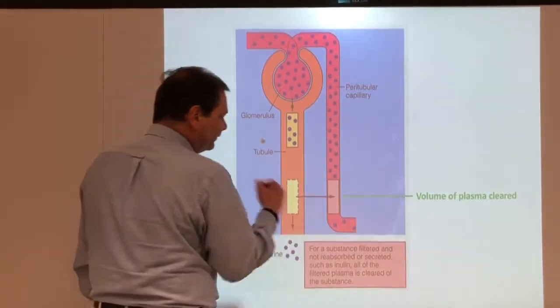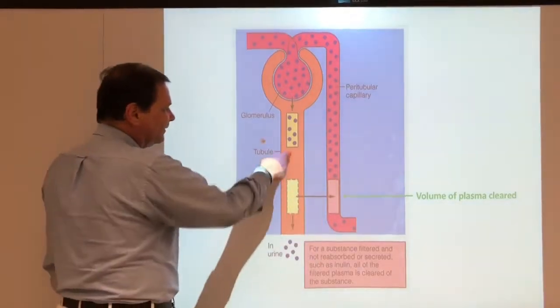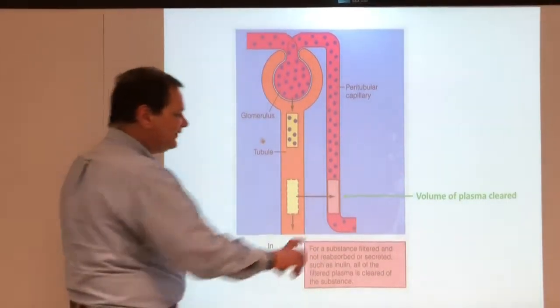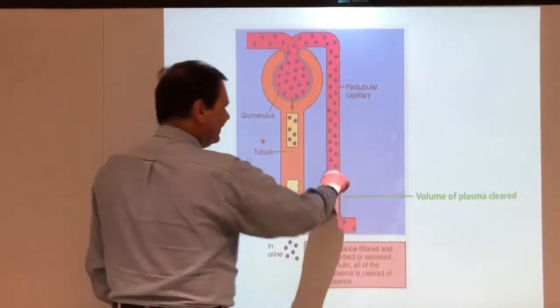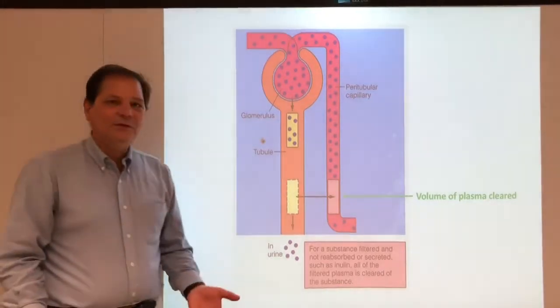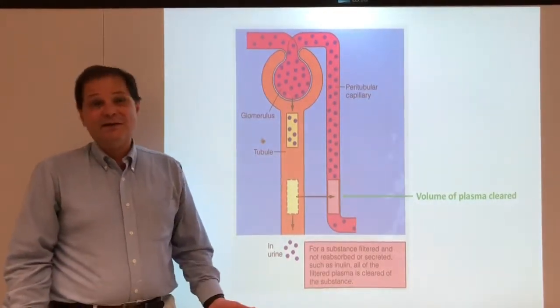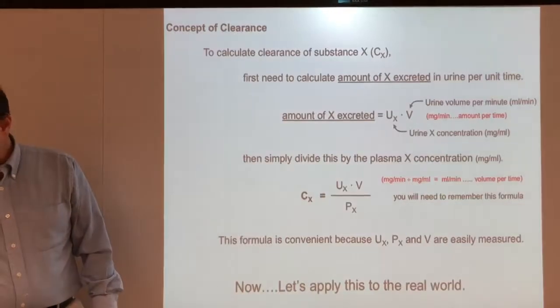99.2% or whatever is reabsorbed. So the volume ends up back in the plasma, but the blue dots don't. So we say that this volume of plasma was cleared of blue dots. It was 6 dots worth of plasma, okay? And we can use that as a measure of how the kidney is functioning, okay? So that is the concept of clearance.